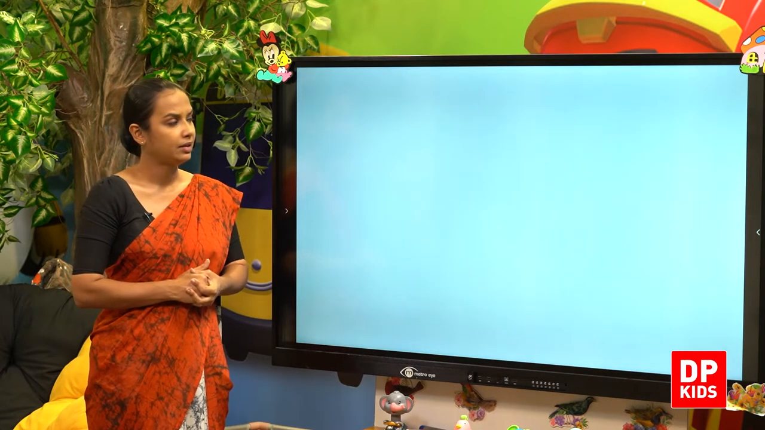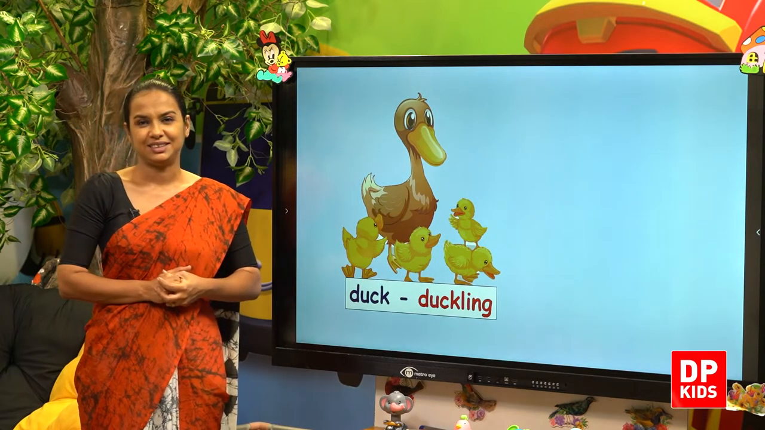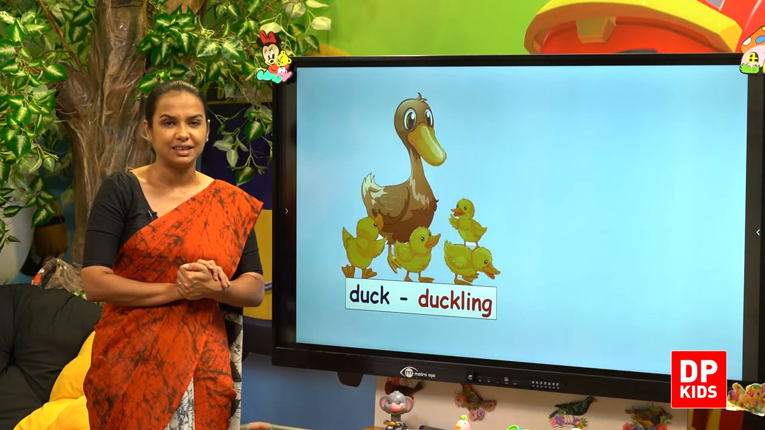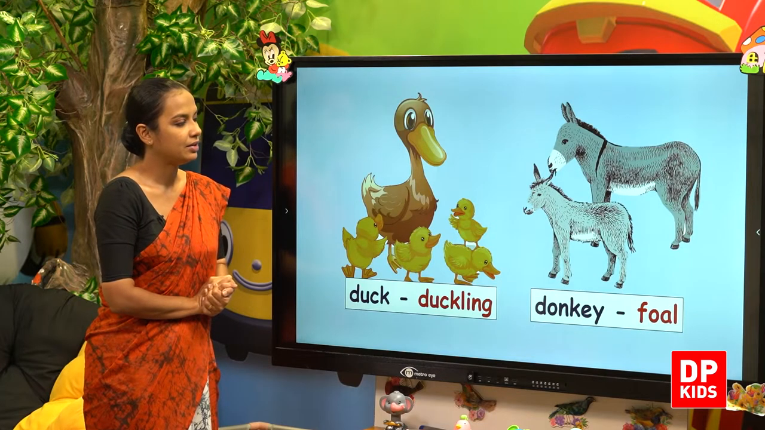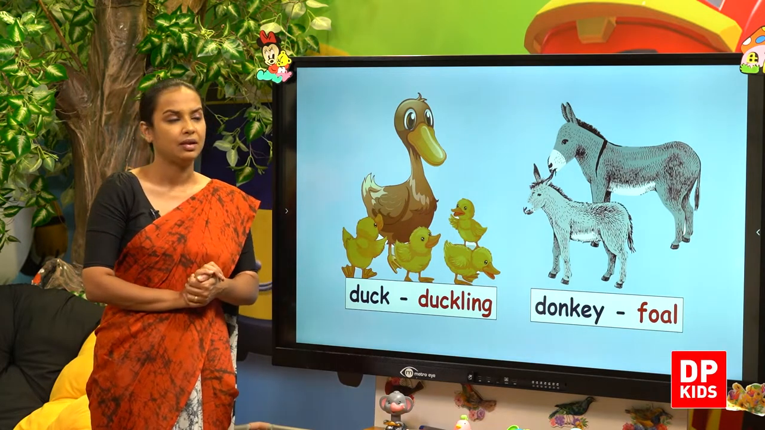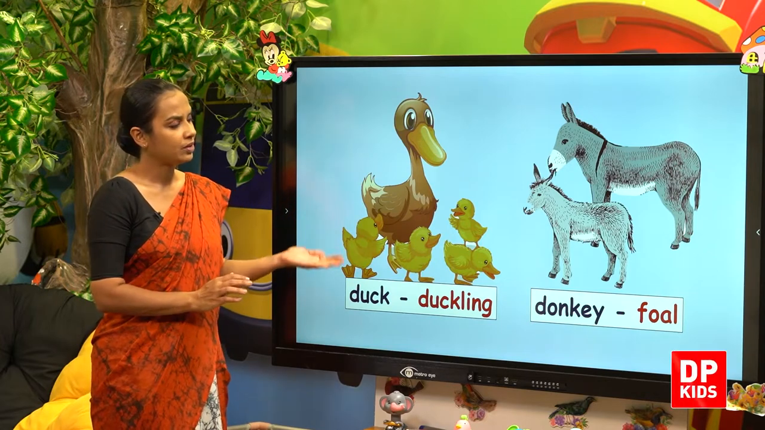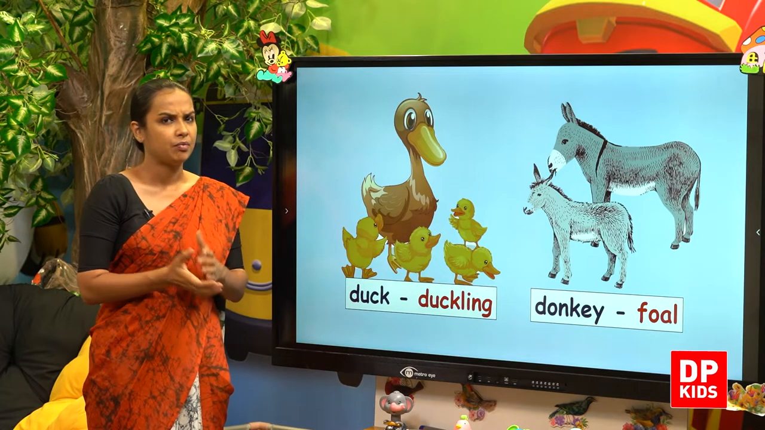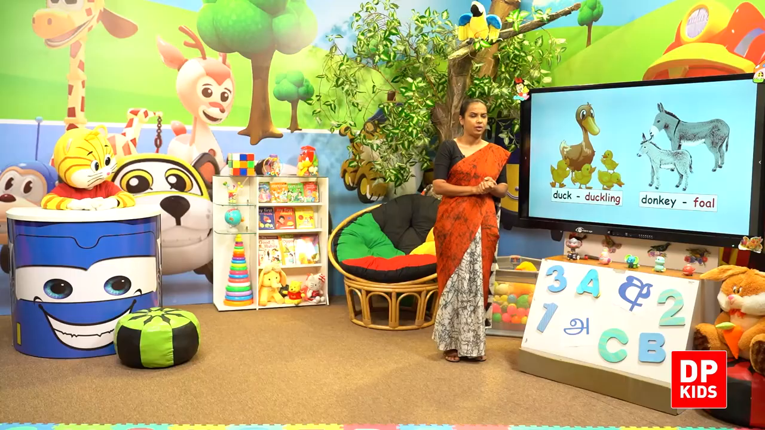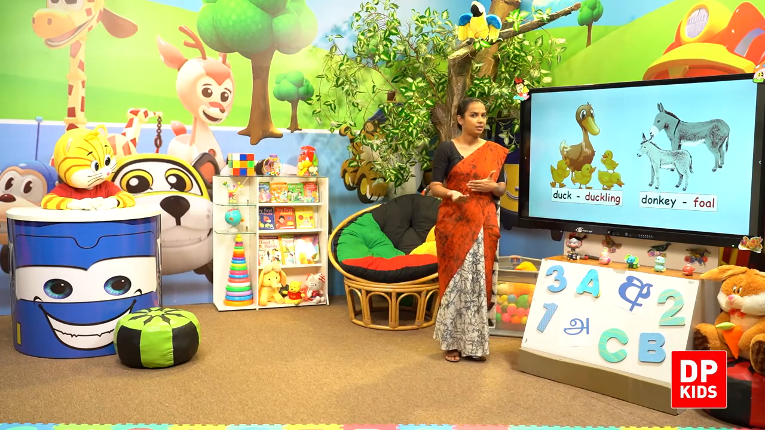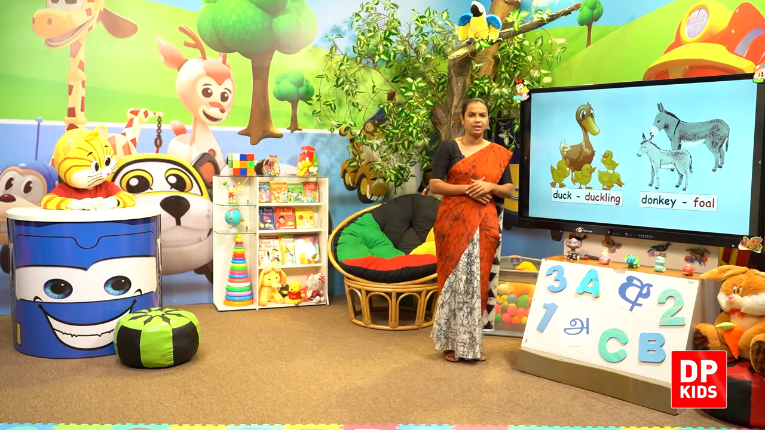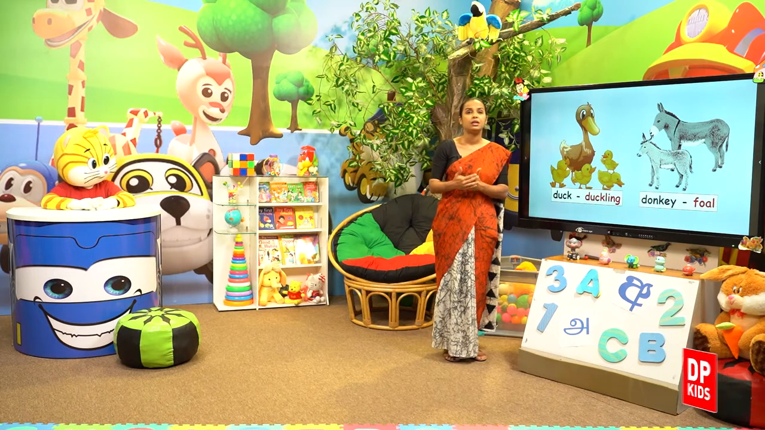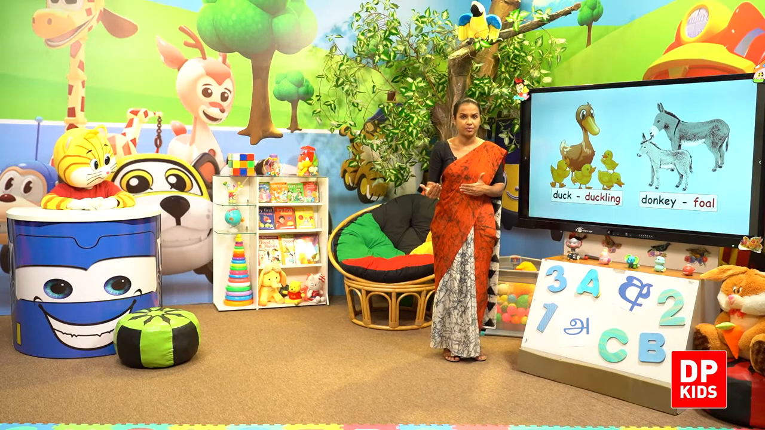Then we have again the duck, and the baby ducks are called ducklings. And here we have the donkey. Again, it's a foal, right? So duck, duckling, donkey, foal, right? So we have learned baby animals. Now we learned what they did and what they eat and where do they live. So here we learned about baby animals, and next we'll learn about their sounds.